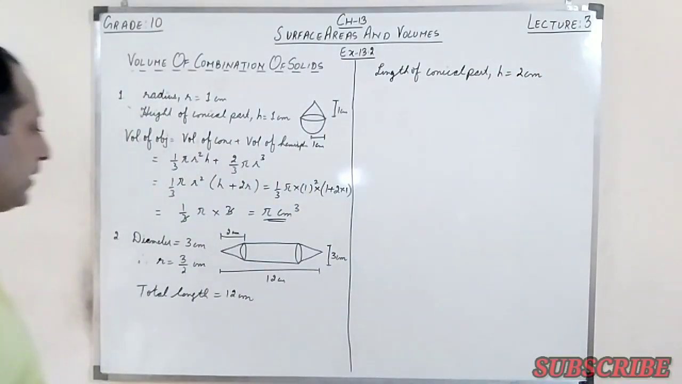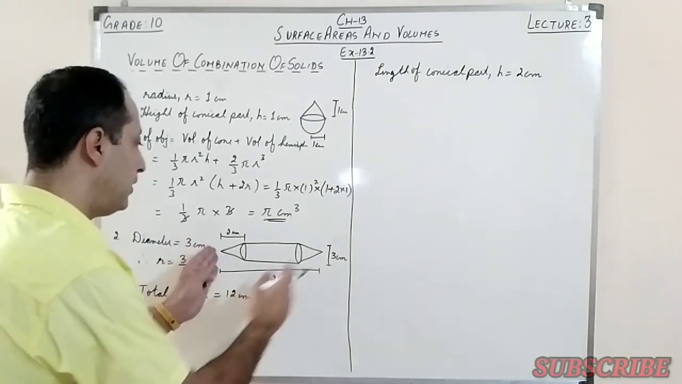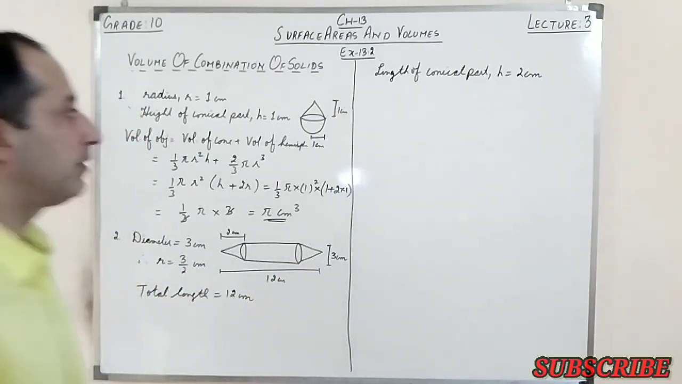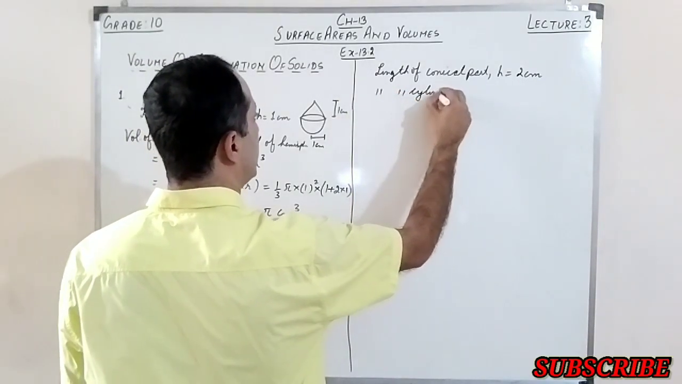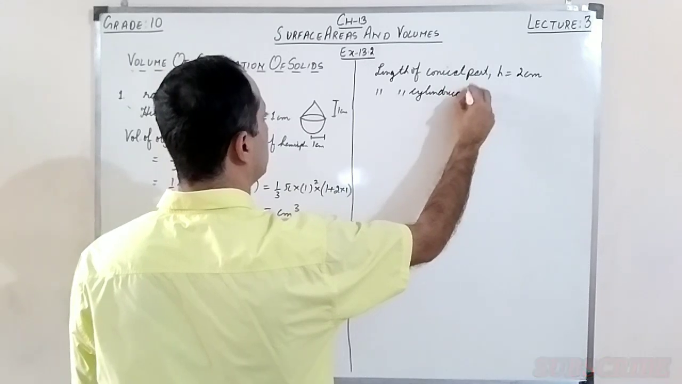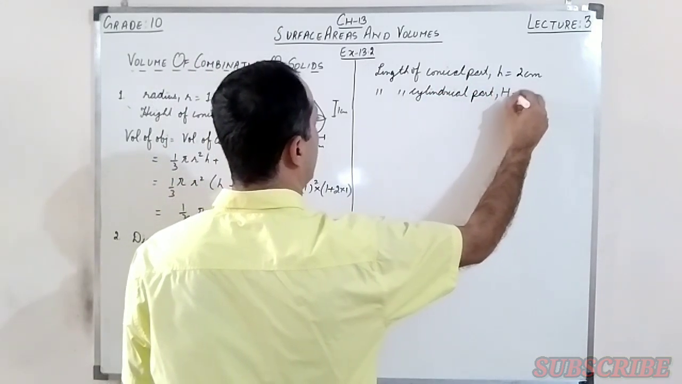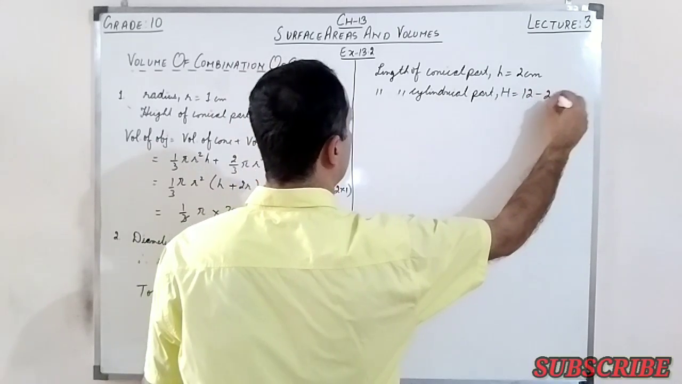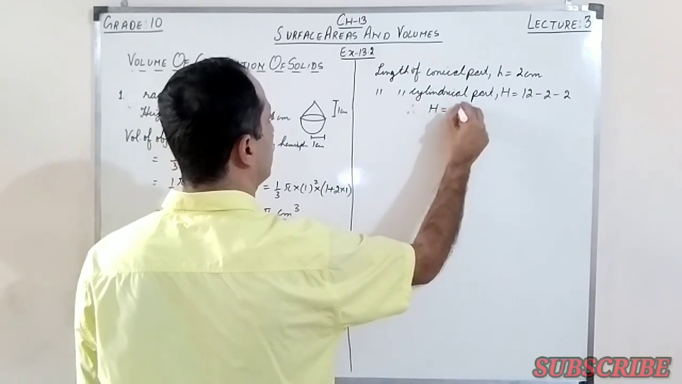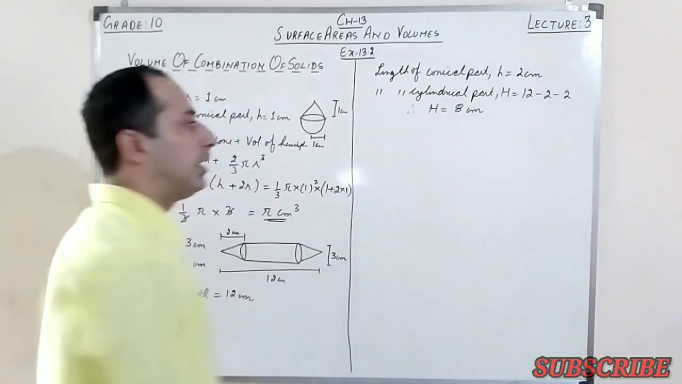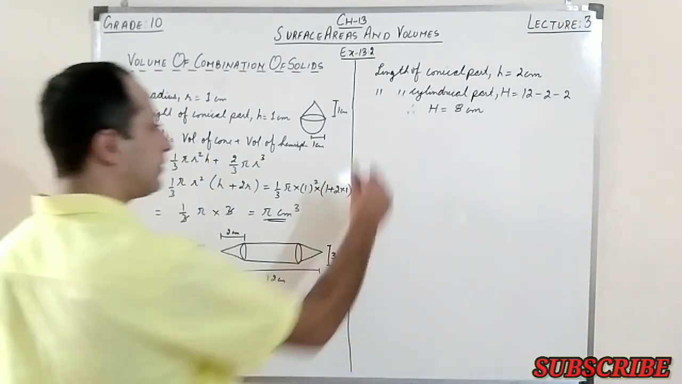Now you have to find the length of the cylindrical part. So I have to subtract 2 and 2 from this complete 12. So length of cylindrical part, I am taking it as small h, that is equal to 12 minus 2 minus 2. So I have h equals 8 centimeter. Right?